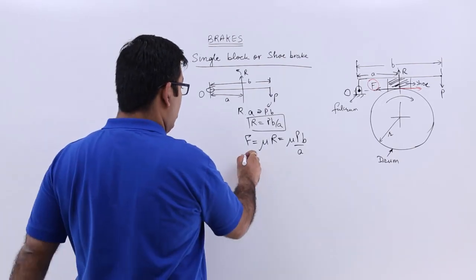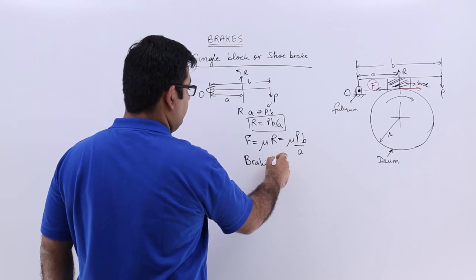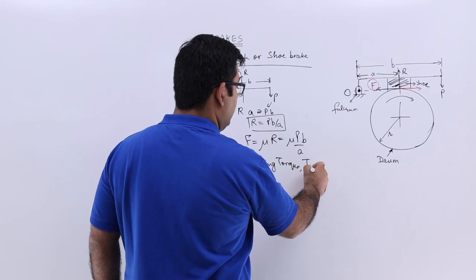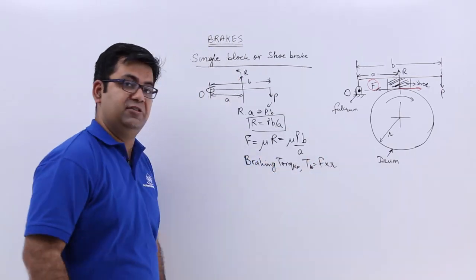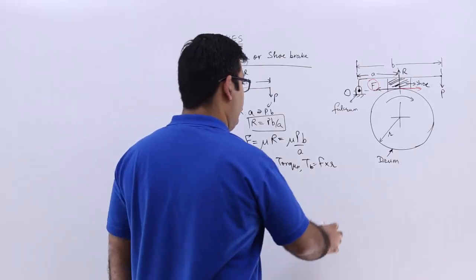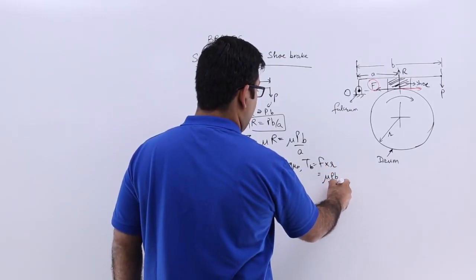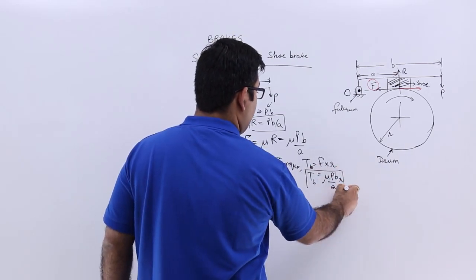Now, the braking torque, this is T_B, this is F into r, which is the radius of the drum. So this would be mu into P b upon a into r. This is the braking torque.